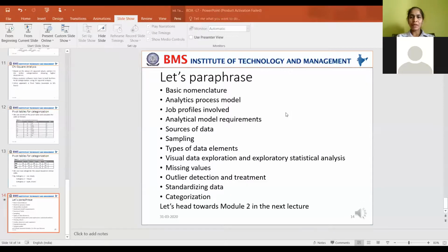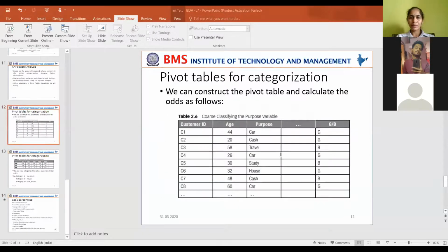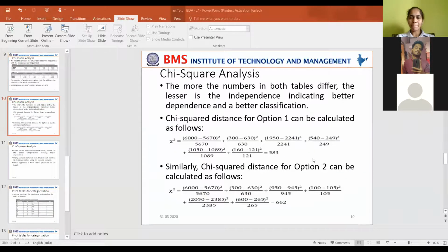For considering the categories, ma'am, can you show that PPT once again? For chi-square? This last one, right? Not the previous one, ma'am. This table one? Yeah, this one. How did you consider option 1 and 2, ma'am?